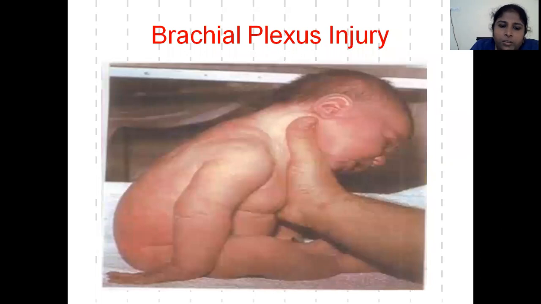Here you can see the brachial plexus injury has occurred. See, the hand is lying, the baby cannot lift the hand on the side where the brachial plexus injury has occurred. So all these should be taken into account. So that's why better not go for a normal delivery in a 4 kgs baby.